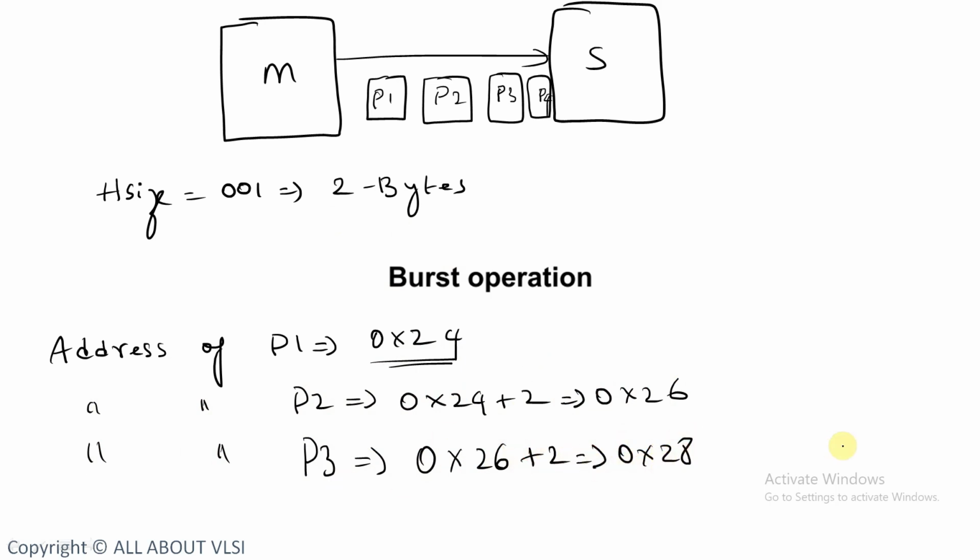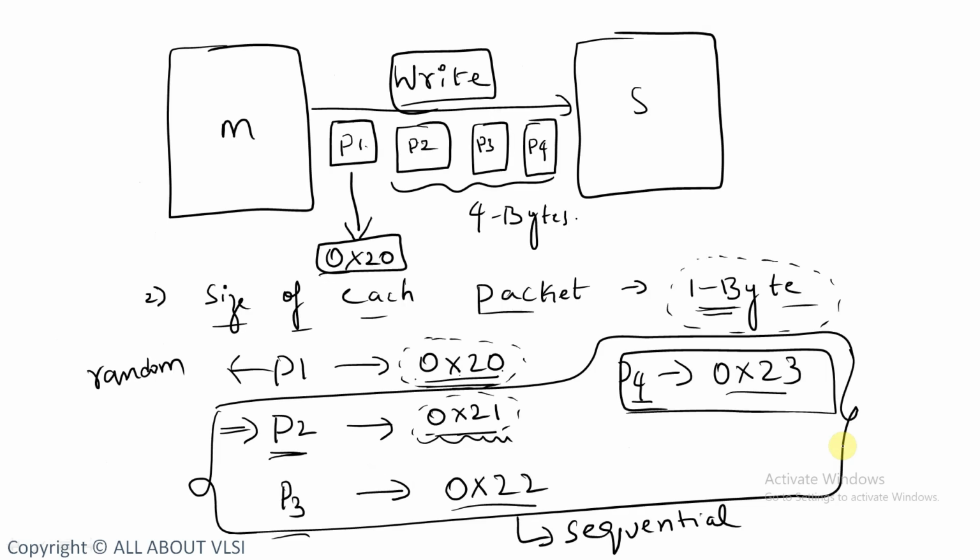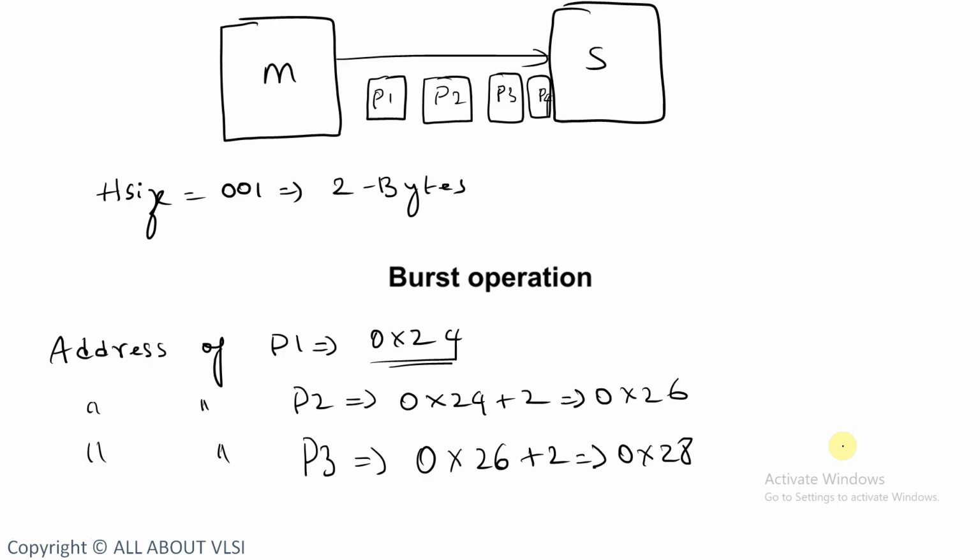So this is how we are going to find out the addresses, allocate the addresses, and bind the addresses with our respective packets. So in a particular burst operation, if we want to send multiple packets, this is how we are going to calculate the address of each and every packet. And what is the total amount of data which we are transferring here? 2 into 4, that means a total of 8 bytes of data we are transferring in this particular case.